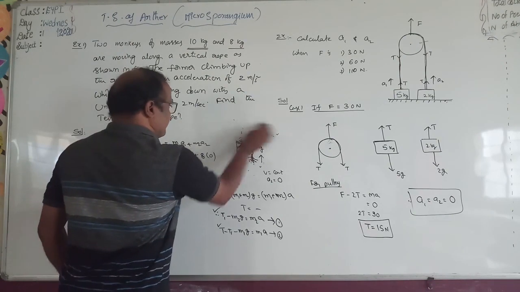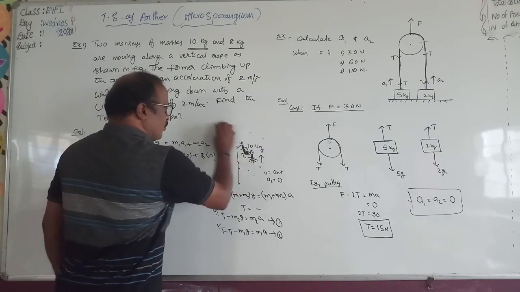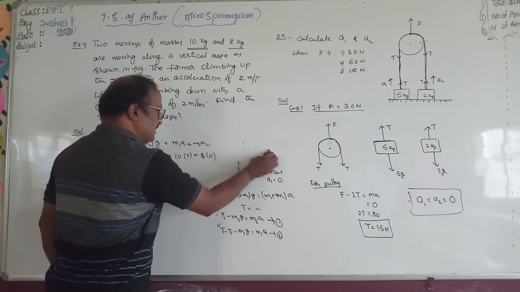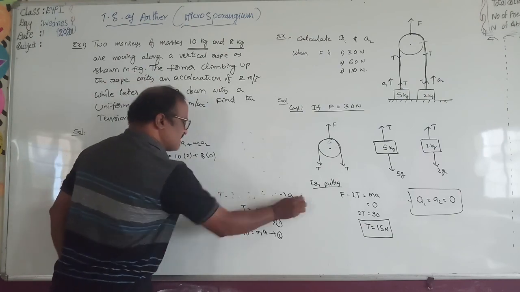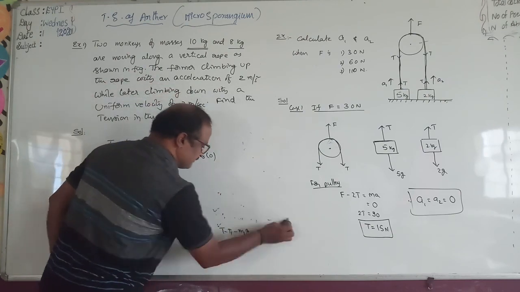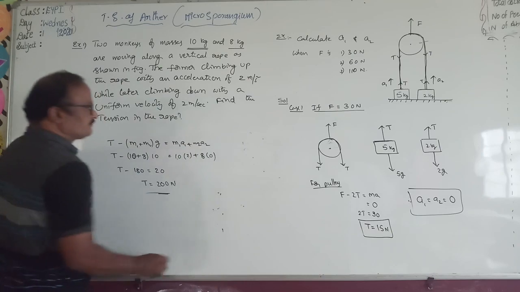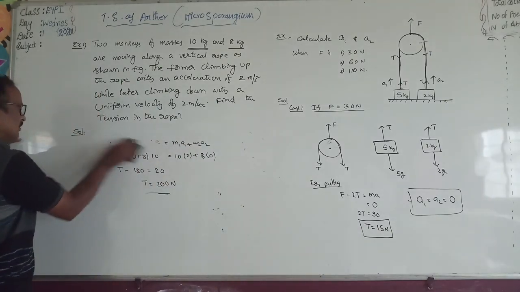Next, when the applied force is 60 newtons, what are the values of A1 and A2? We can observe this in the same way. See here, for example, case 2.